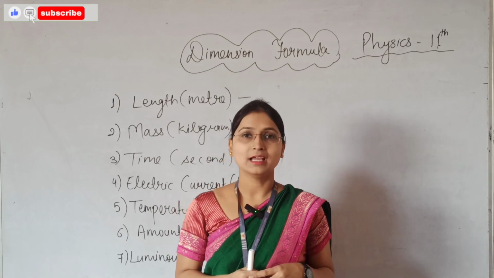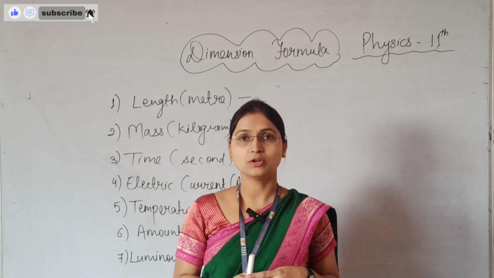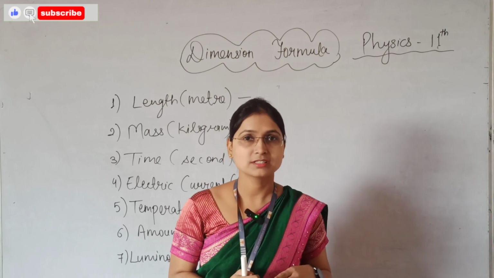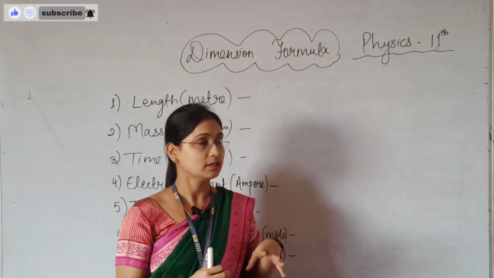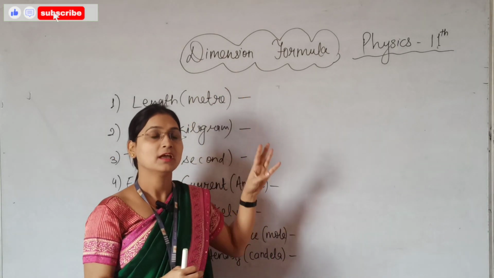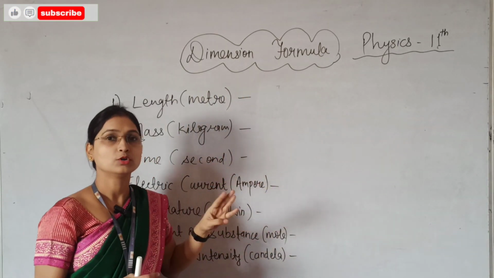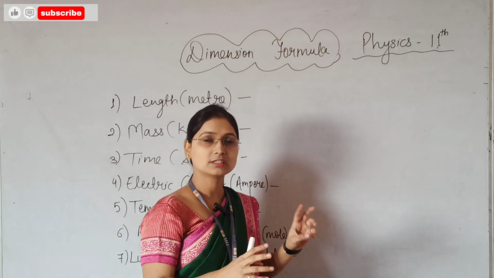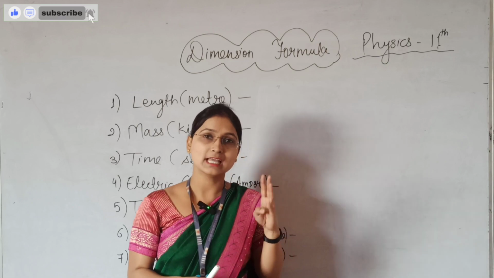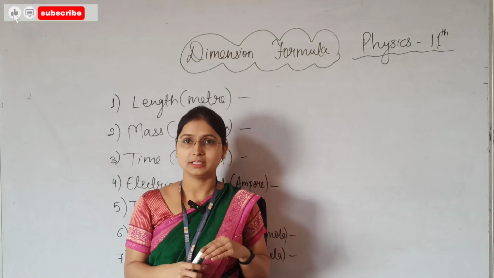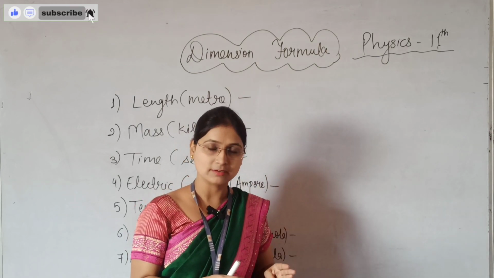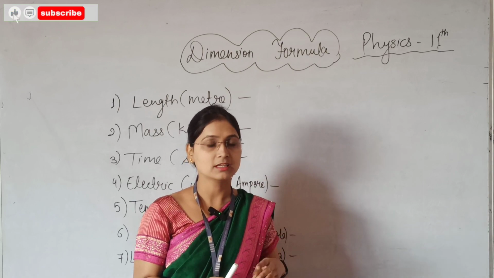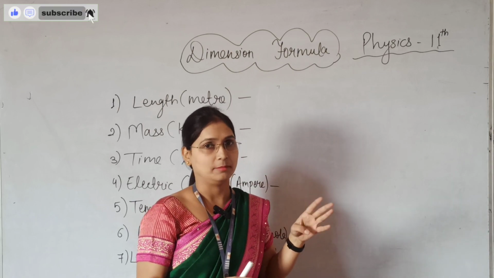So today I am going to explain a topic of class 11th physics, chapter number 1, dimension formula. This will help you to find the dimension formula of any physical quantity. For this, first of all, you have to remember there are seven fundamental physical quantities. You have to learn the seven fundamental physical quantities along with their units and dimension formula.